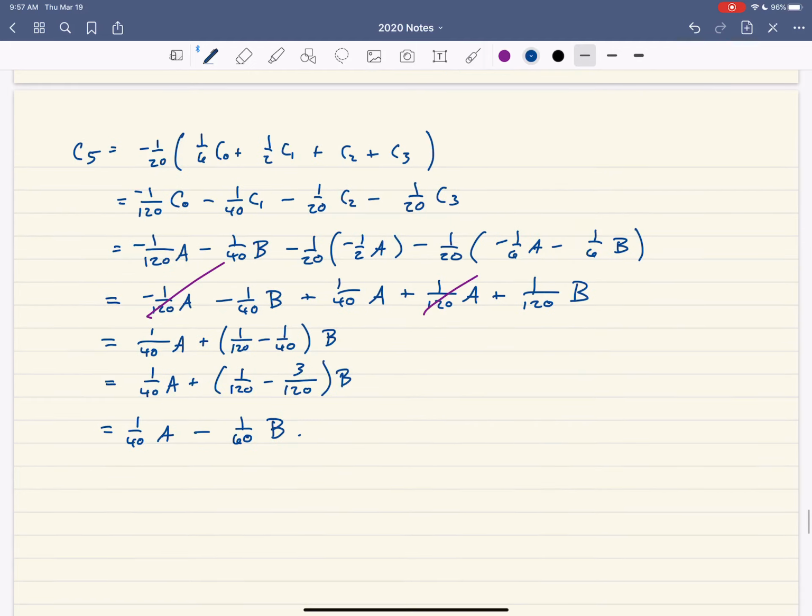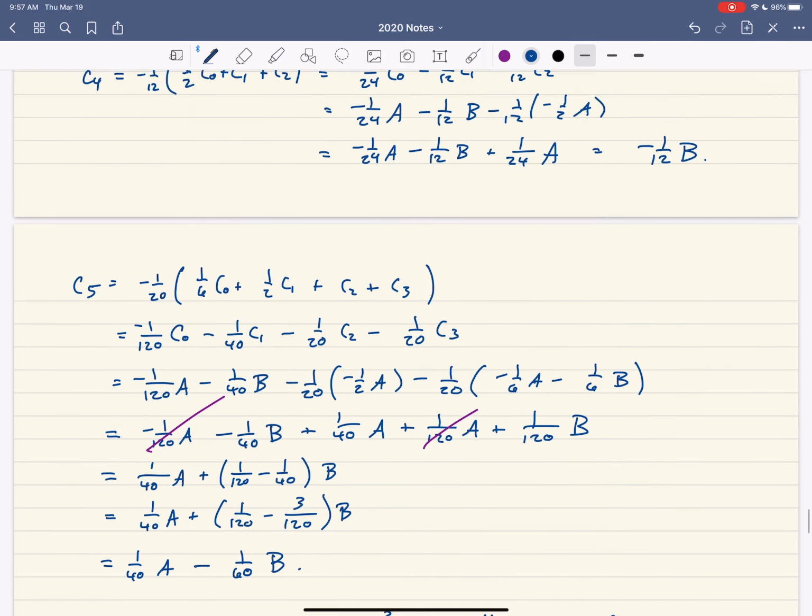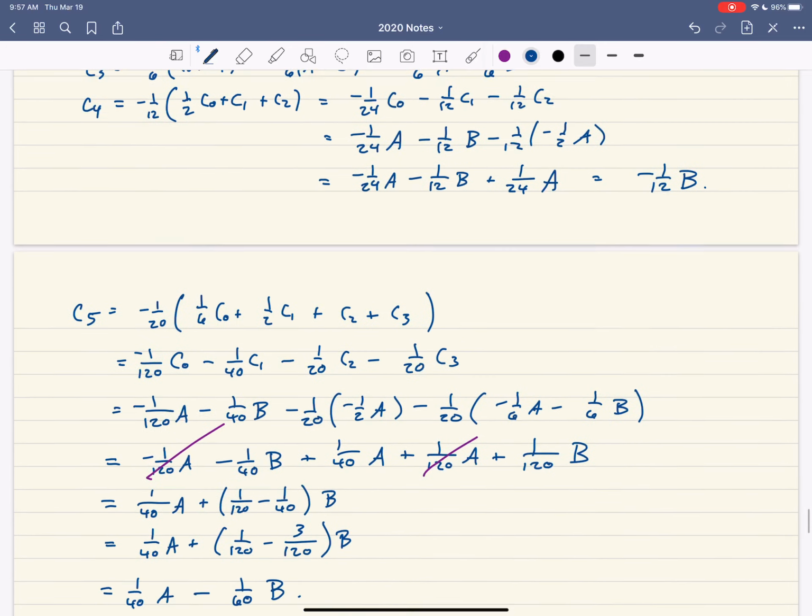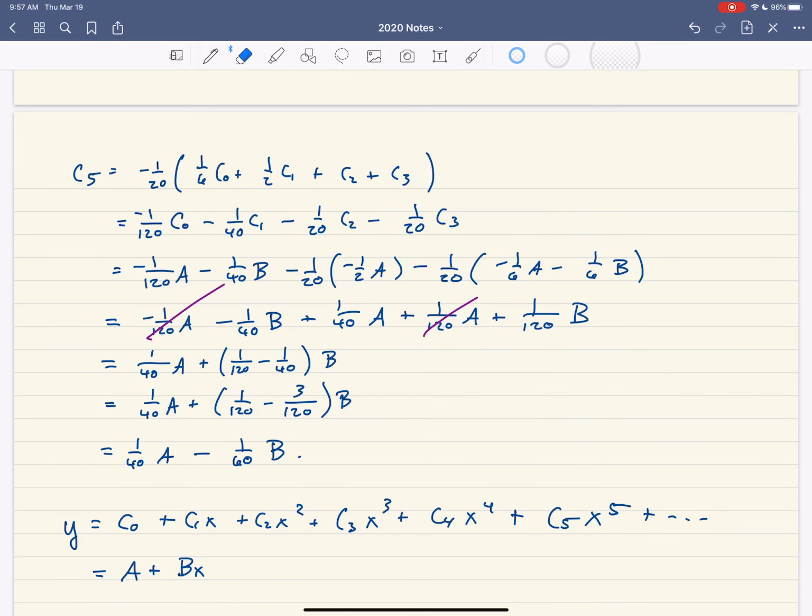And we're still, remember, trying to solve for y. So y, as always, is C0 plus C1x plus C2x squared plus C3x cubed plus C4x the fourth plus C5x the fifth. And that's where we stopped. So that's a plus bx plus, now we just have to go back and remember what all of our values were. C2 is negative 1/2 a, so that'll be negative 1/2 a. That's the x squared constant.